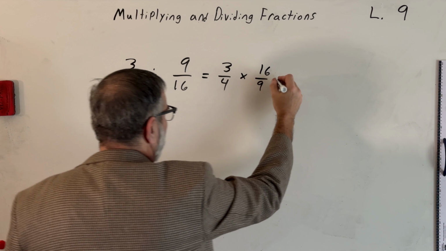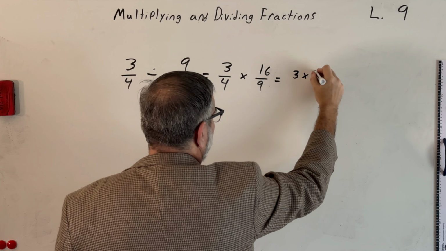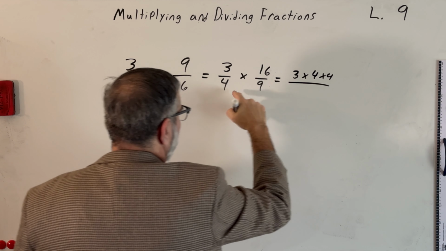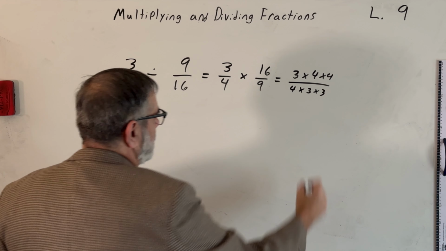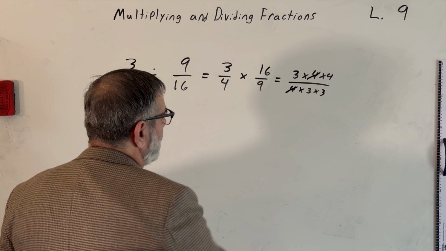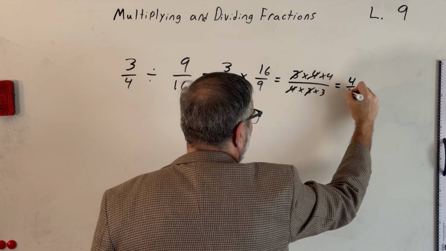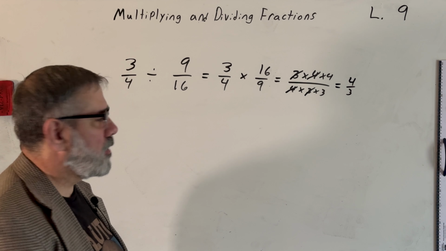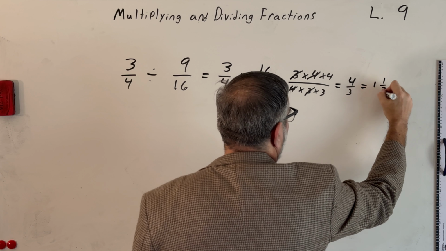Then you can kind of see we already have some nice cancellations that are going to take place here because we have 3. I'm going to rewrite 16 as 4 times 4. I'm going to rewrite 9 as 3 times 3. So over 4 times 3 times 3. You can see this 4 and this 4 cancel. This 3 and this 3 cancel. And what am I left with? I'm left with 4/3, which is, of course, an improper fraction. As a mixed number, that would be 1 1/3.